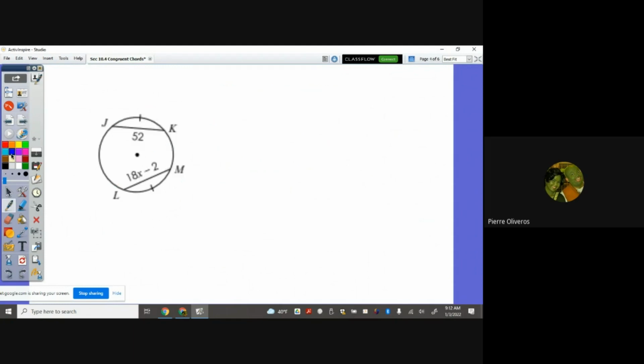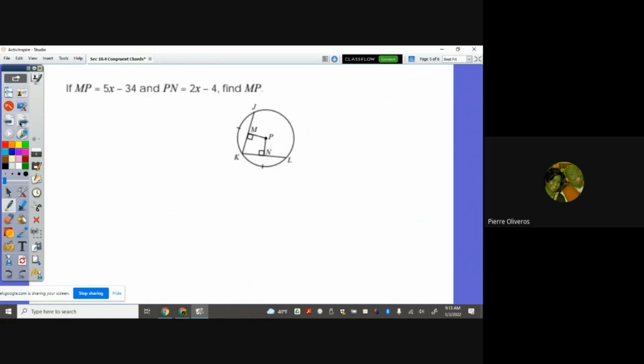Next, I have here a circle with arc LM congruent to arc JK. So if the arcs are congruent, therefore the chords have to be congruent. So we can say that 18x minus 2 is equal to 52. Add 2 on both sides, 18x is equal to 54. Divide 54 by 18, that will give me x equal to 3. Boom.